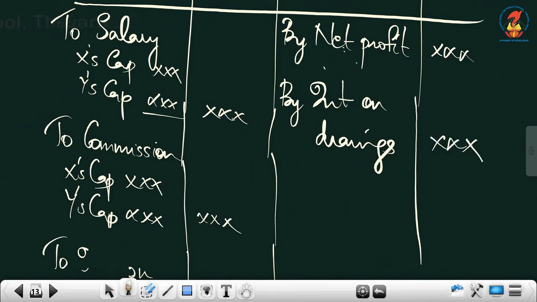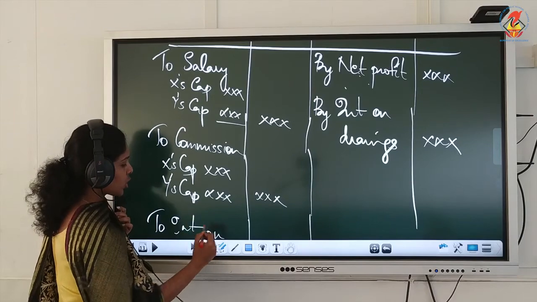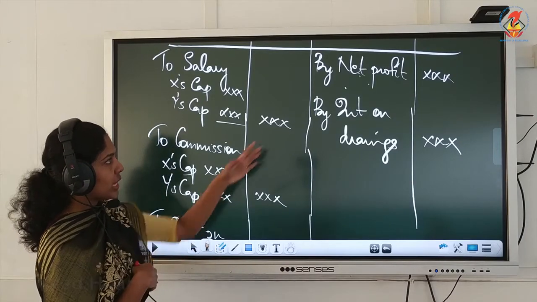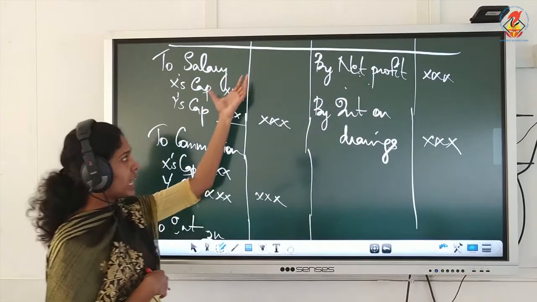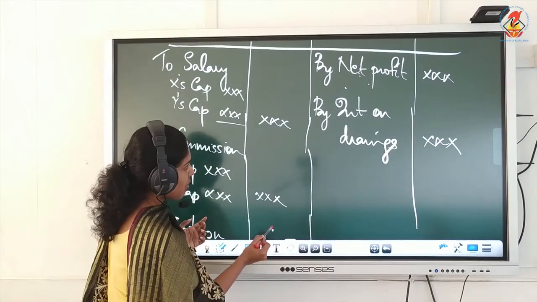So this is the format of P&L appropriation. This is how we are utilizing the profit. Suppose in your P&L account we got net loss. So you can't write by net profit, you must start with to net loss. And if it is a net loss, can we pay salary? No. Can we pay commission? No. We can't transfer anything to reserves, we can't pay interest on capital and all, because only if there is profit you can pay all these. That is the meaning of appropriation of profit.